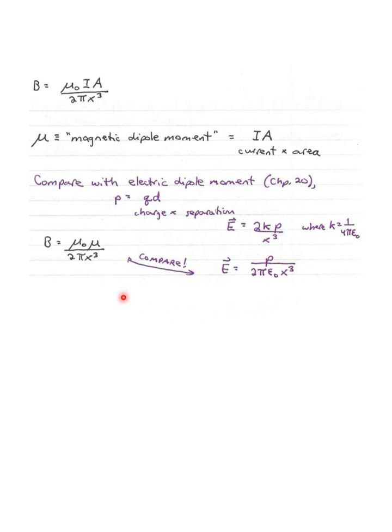And now compare that with the magnetic field from a loop, and that's mu naught mu over 2 pi x cubed. Now compare those. The mu naught over 2 pi versus the 1 over 2 pi epsilon naught with the electric field, those are just constants. And when we separate away those constants, we're left with, for the magnetic field, mu over x cubed, and for the electric field, p over x cubed. So you can see the similarities between those.